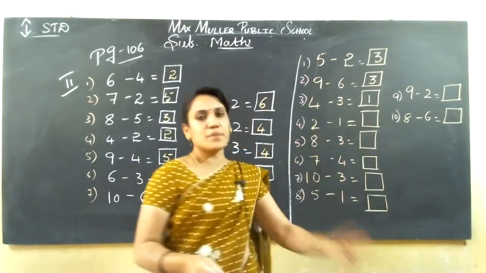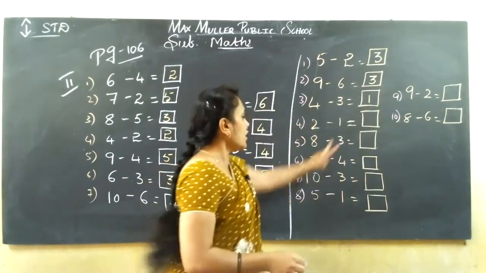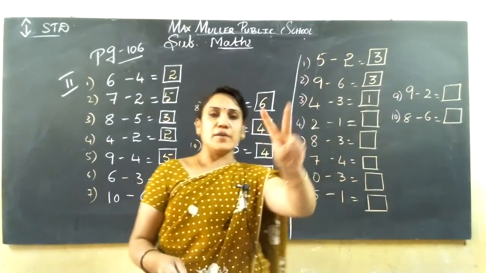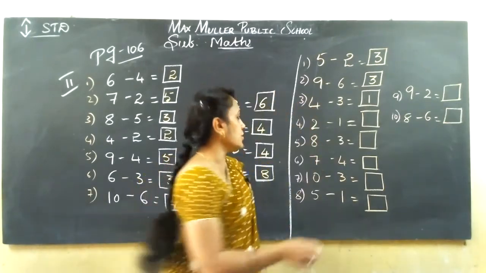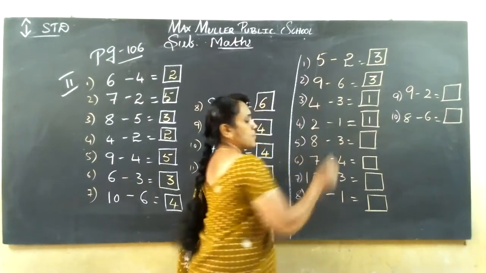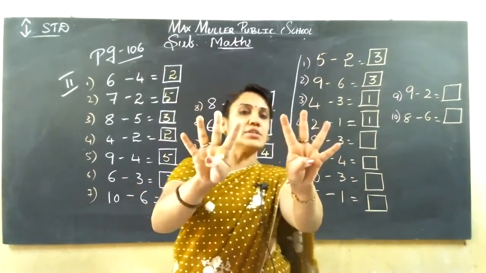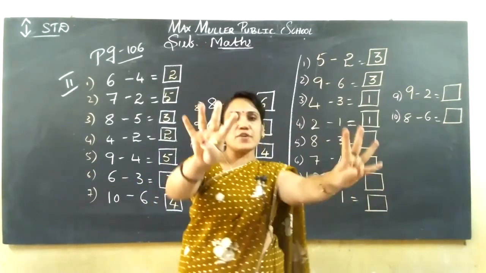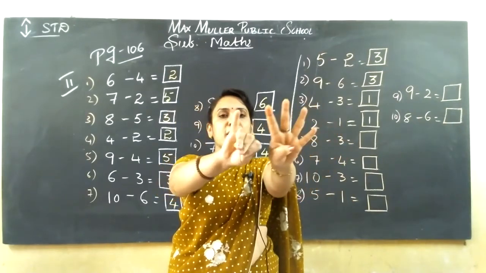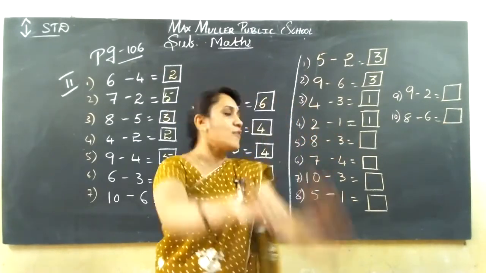Next 2. Keep 2 fingers. Fold how many? 1. Fold 1. What's the balance? 1. Next. Keep 8 fingers. Fold how many? 3 fingers fold. 1, 2, 3. What's the balance? 1, 2, 3, 4, 5 balance.